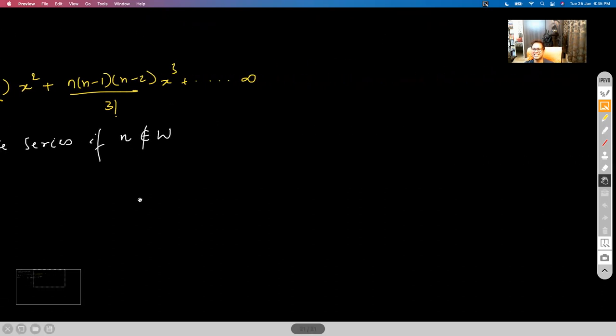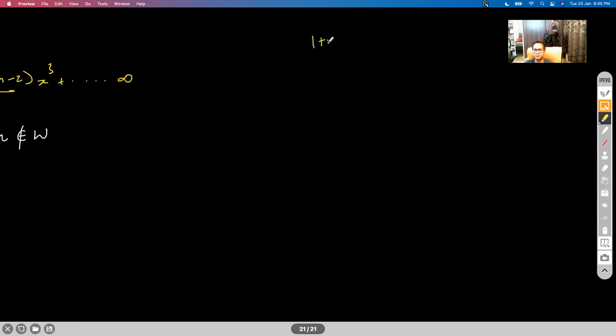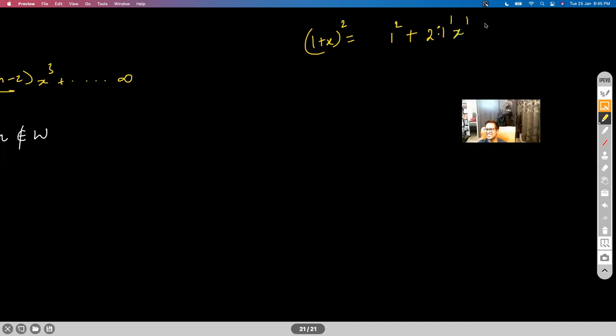See, actually speaking, when you write 1 plus x whole square, you have 2C0, 1 to the power 2, which is nothing but 1 itself. Then you have n into 1 to the power 1, x to the power 1. Then you have n into n minus 1 by 2, 1 to the power 0, x to the power 2. And the next term, which ideally we don't write, is 2 into 2 minus 1, 2 minus 2 by 3 factorial, but this entire thing goes to 0.